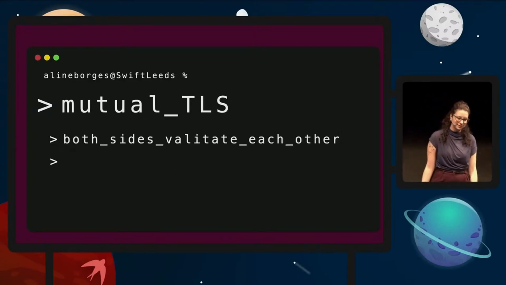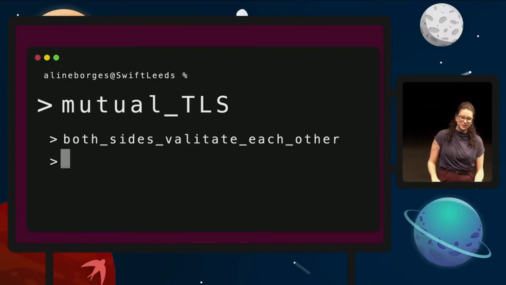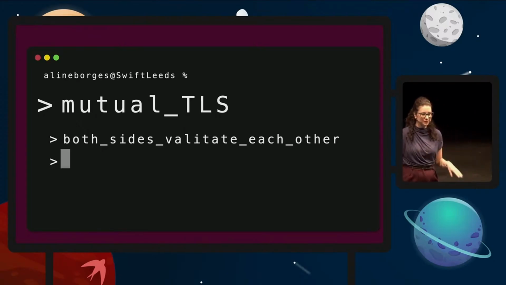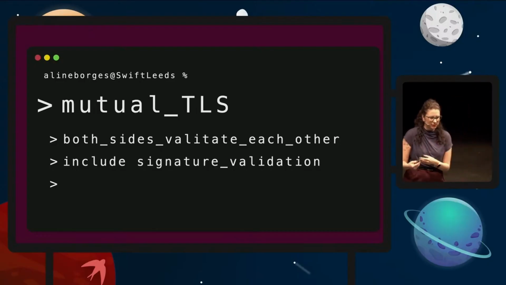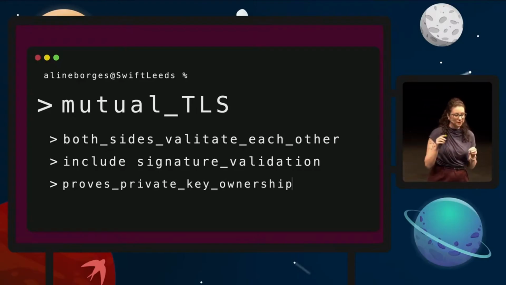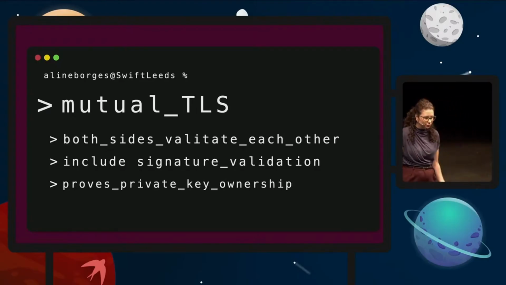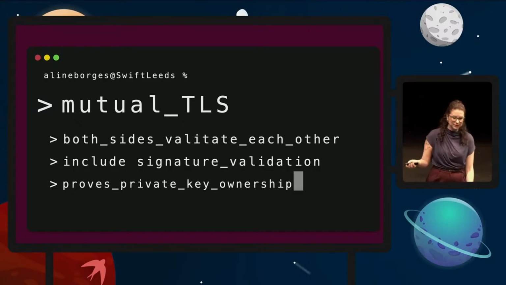mTLS, on the other hand, is not easy to implement. This is why I'm here. So in mTLS, both sides validate each other. Nobody trusts nobody. Everybody must pass their certificates. And on the TLS level, I don't have to actually program this. All of this is happening by the OS. It does include a signature validation, so it proves it owns the private key. So both sides need to prove that they own the private key. And this is important as well.